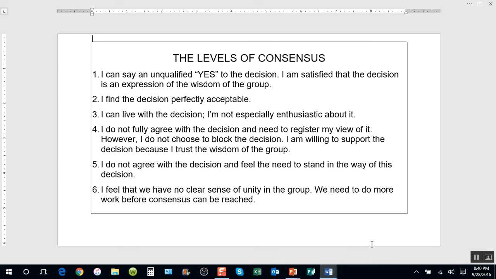Number 4, I do not fully agree with the decision and need to register my view of it. However, I do not choose to block the decision. I am willing to support the decision because I trust the wisdom of the group. So this is the person who's going to go along. They're not losers. They are saying, let's give it a shot. You guys see something that I don't see. Let's give it a shot. The number 4 person is actually in agreement.